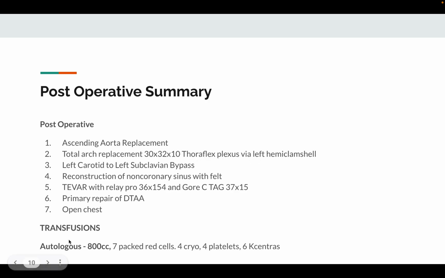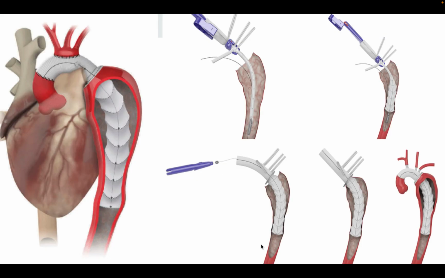So lots of bleeding. We had profound coagulopathy. We gave autologous blood back, packed reds, 4 cryo, 4 platelet, 6 Kcentra. So this is what it somewhat looked like.